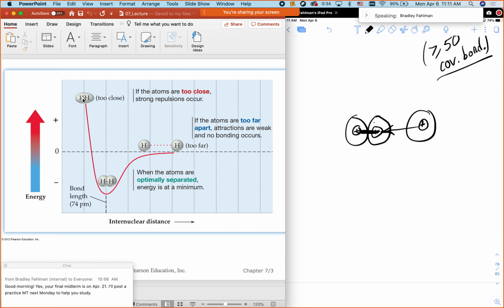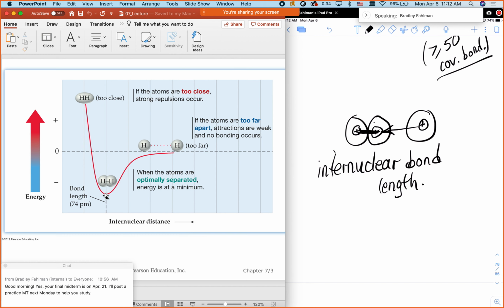Starting from this, if you move them farther and farther away, you're going to reach a minimum. This is the lowest point in the energy profile, and this is what we call the bond length. In this particular case for the hydrogen molecule, H2, it is 74 picometers. That is the most stable energy. It's sometimes called the internuclear bond length. Let me write that down. Internuclear bond length.